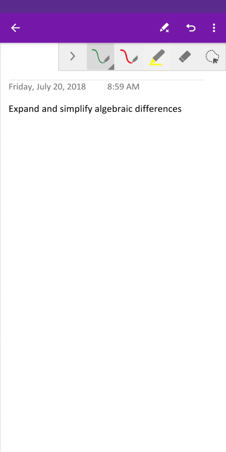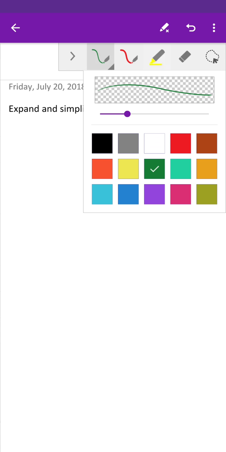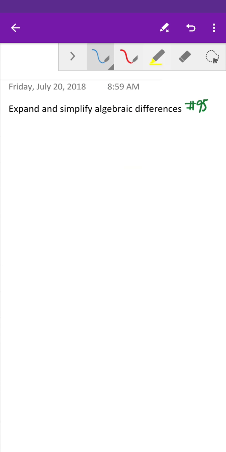This skill is skill number 95, expanding and simplifying algebraic differences. So in this skill we have some subtractions, and we've got two products with algebra. So let's have a look at, say, 3 times 4 plus x, and we've got a minus here, and maybe 8 times 5 plus, say, 3x.